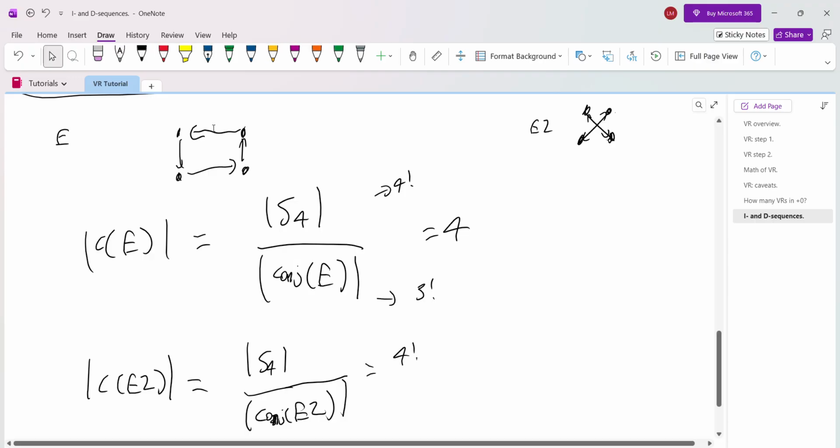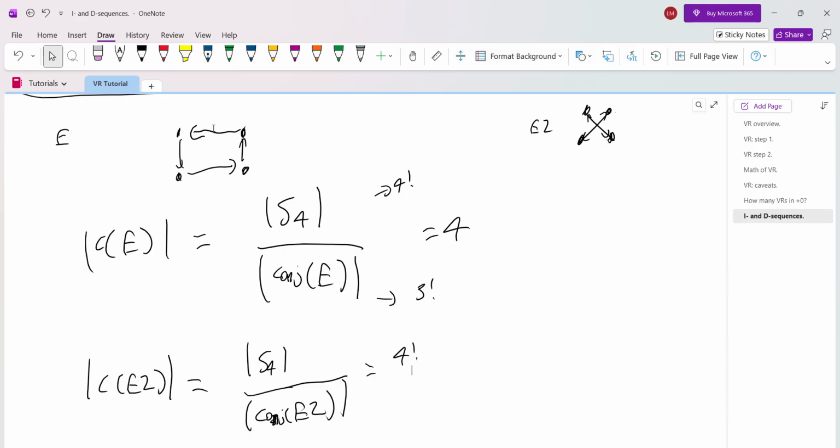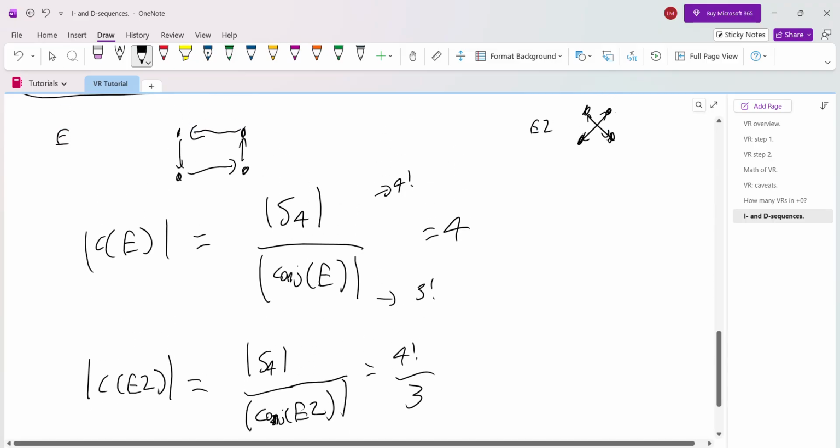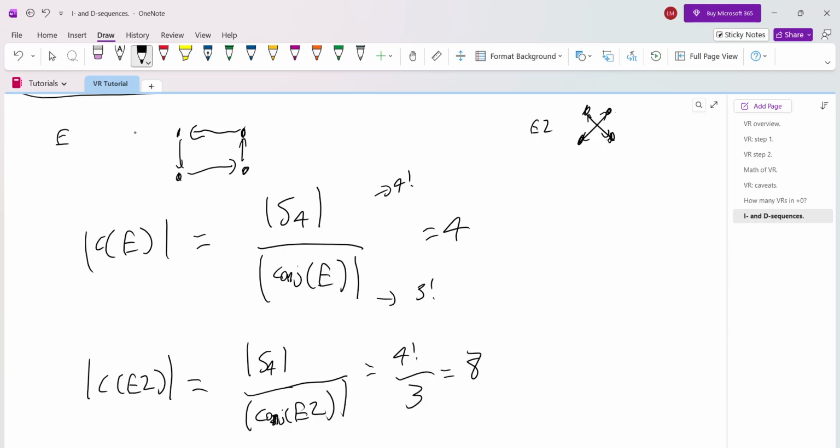And how many of these are there? Well, how many ways are there to divide this into 2-2 swaps? And the answer is actually 3. Look, usually there are 3 elements. This is the VR playlist, for frick's sake. You should know that. So this is 8.